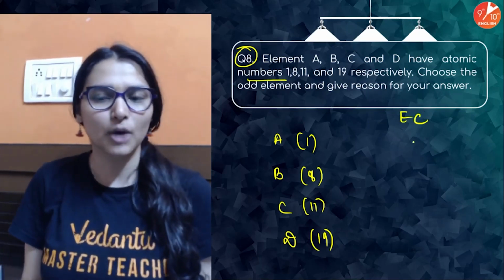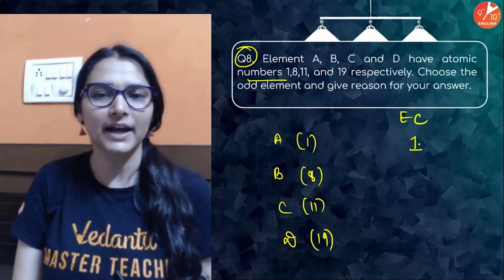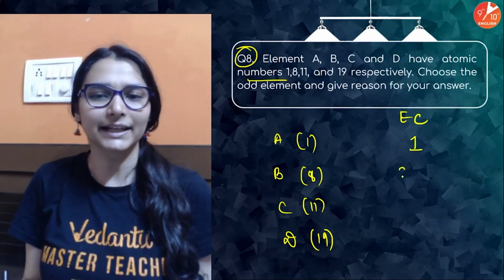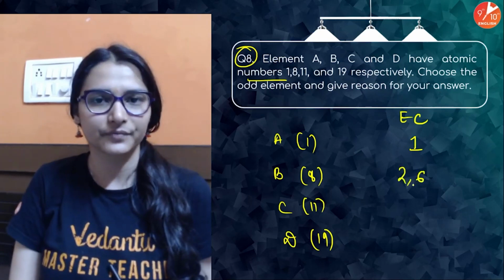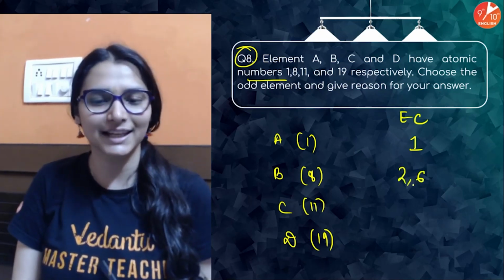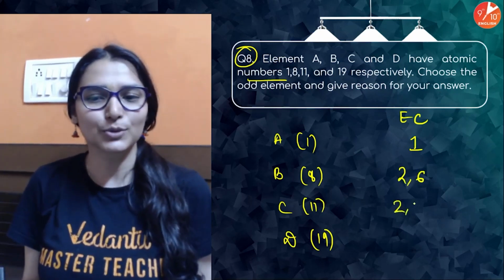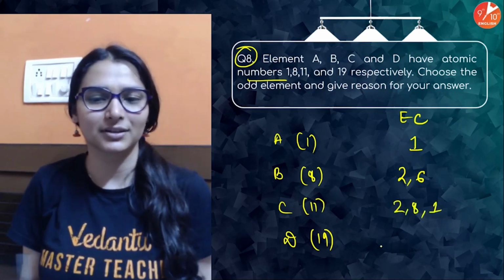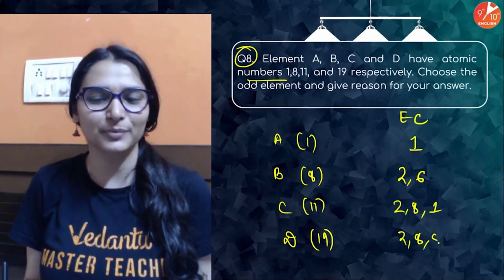ठीक है. Atomic number 1 के लिए configuration is 1. Atomic number 8 के लिए configuration will be 2, 6. You should be fluent with configurations. ठीक है. 11 है 2, 8, 1 is the configuration. 19 के लिए पोटेशियम है 2, 8, 8, 1.